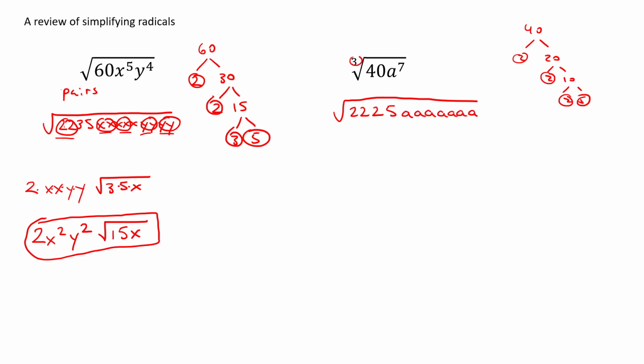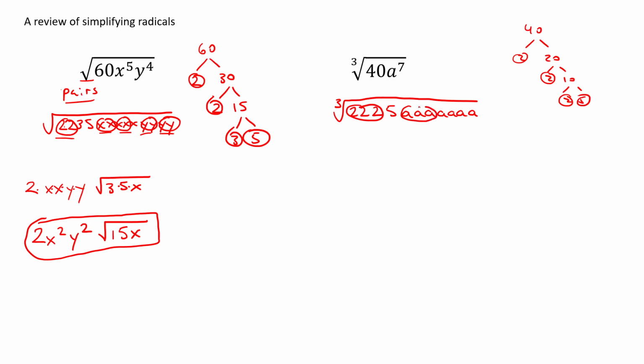You need to write this 3 in every step because that reminds you, oh yeah, I'm going to circle triples now. Okay, so here we did pairs because it's a square root. Here, the number tells you how many things you're going to circle. So circle triples this time.